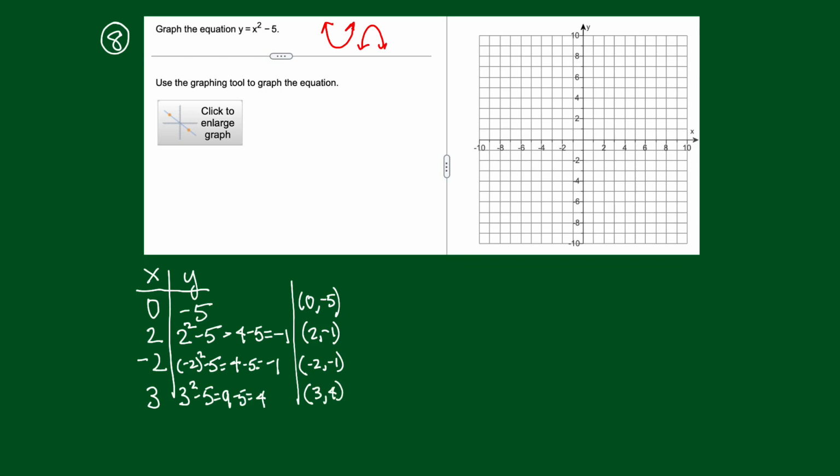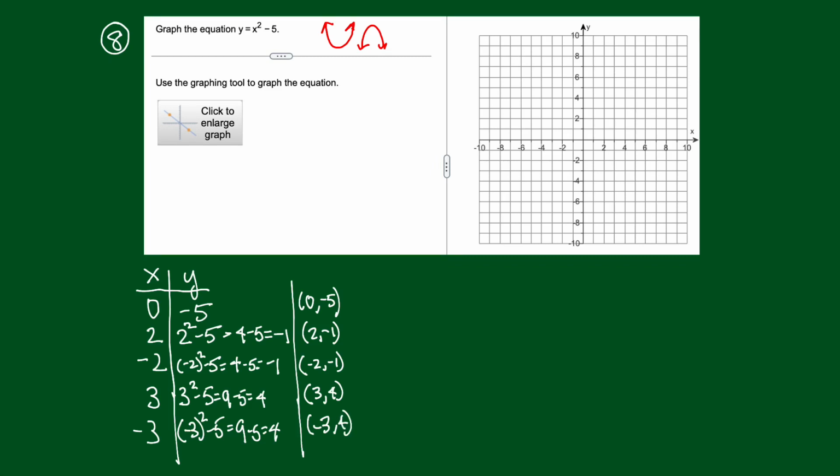Let's do one more. How about negative 3? So if we put in negative 3, I'll get negative 3 squared minus 5. Negative 3 squared is negative 3 times negative 3. It's still a 9 minus 5. I get a 4 again. So you can see we've got symmetry going on here. So I got negative 3 and 4.